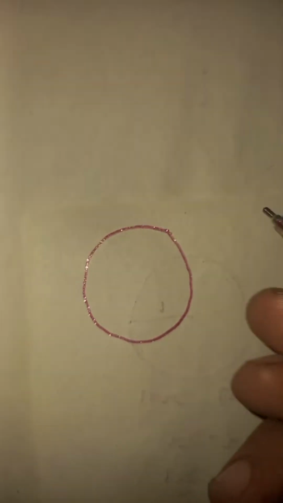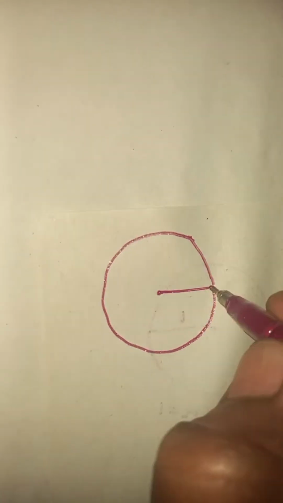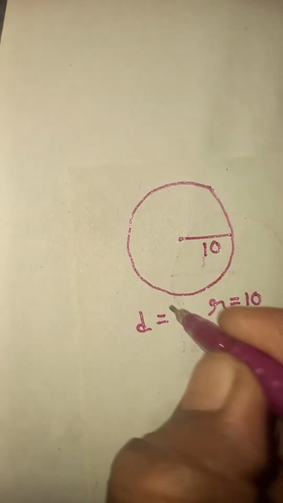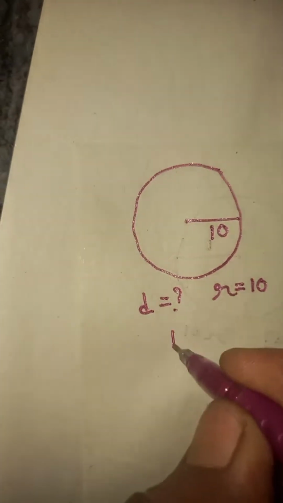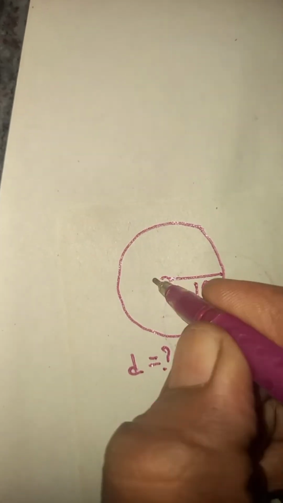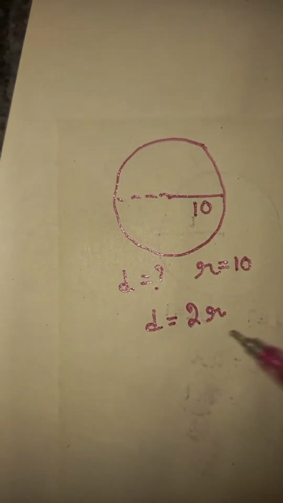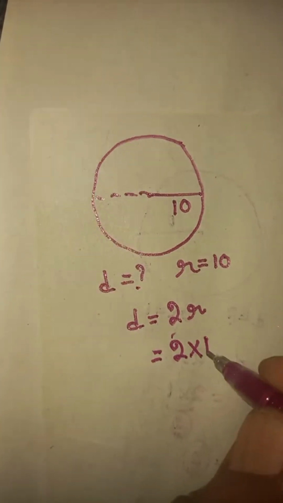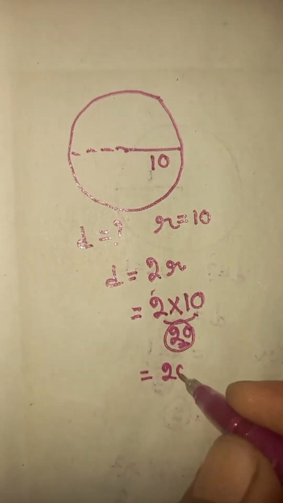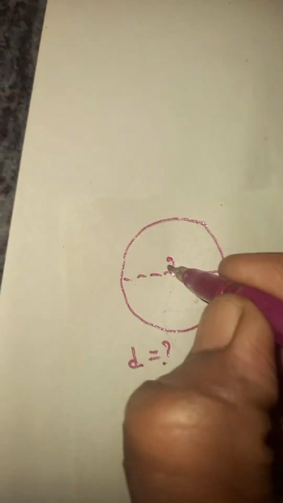Let's take the final problem. Here they have given this circle. In this circle, they have even given that the radius of the circle is 10 units. When the radius is 10 units, you need to find out what's the diameter. Diameter of the circle is 2 times the radius. This is radius, 2 times it makes diameter. So this is going to become 2 times 10 units. 2 times 10 is 20 units. So 20 units is the actual diameter.